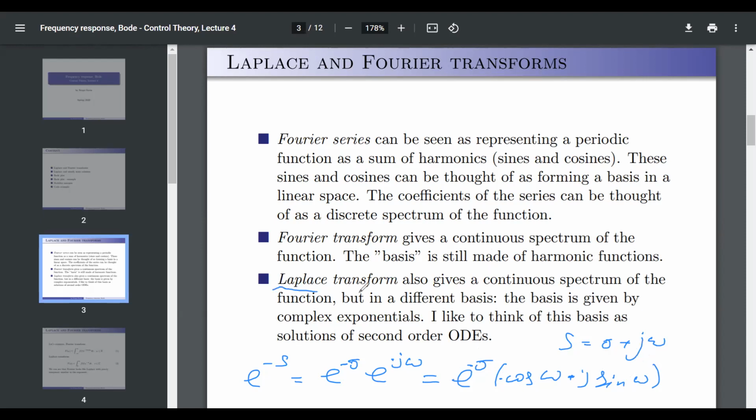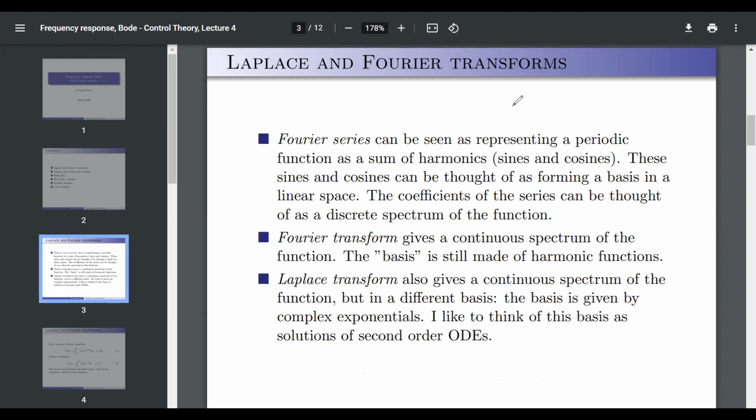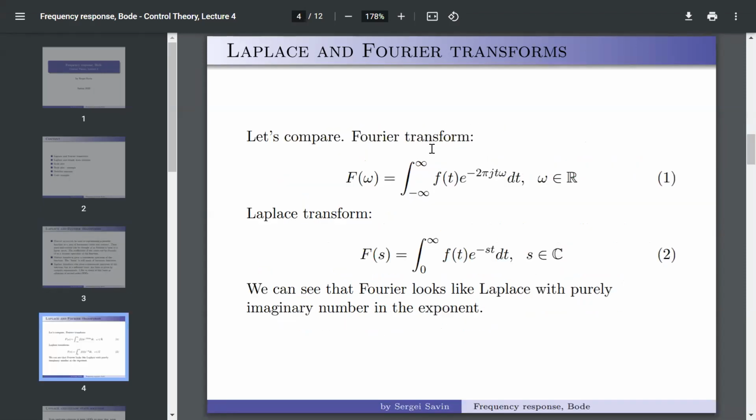So Laplace transforms contain both the exponential part and the trigonometric part. All right. Okay. Now let's one more time compare the Fourier transform and the Laplace transform, just to be sure they are indeed similar.